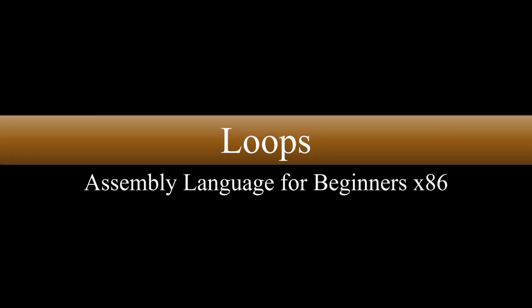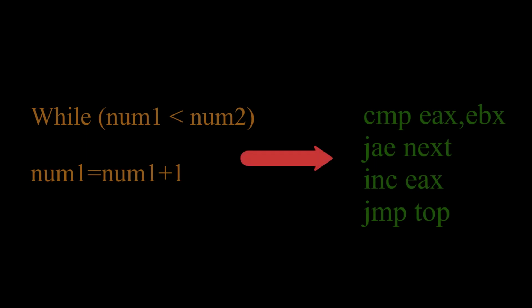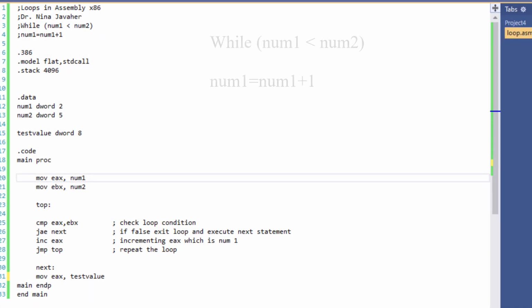Welcome to Loops in Assembly Language for Beginners. In this video, we will be using an assembly program to see how we can use a while loop to compare num1 with num2 and increment num1 by 1 as long as num1 is less than num2. Same as usual, since we're dealing with two variables, we need to declare our variables.